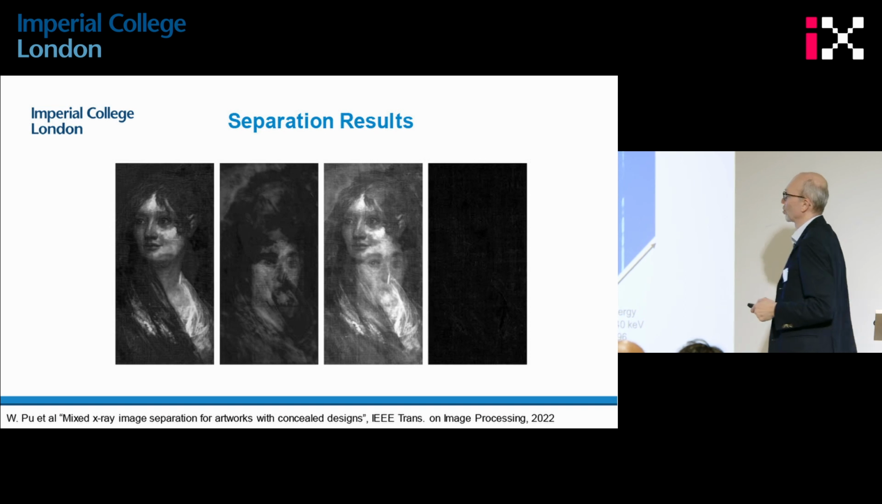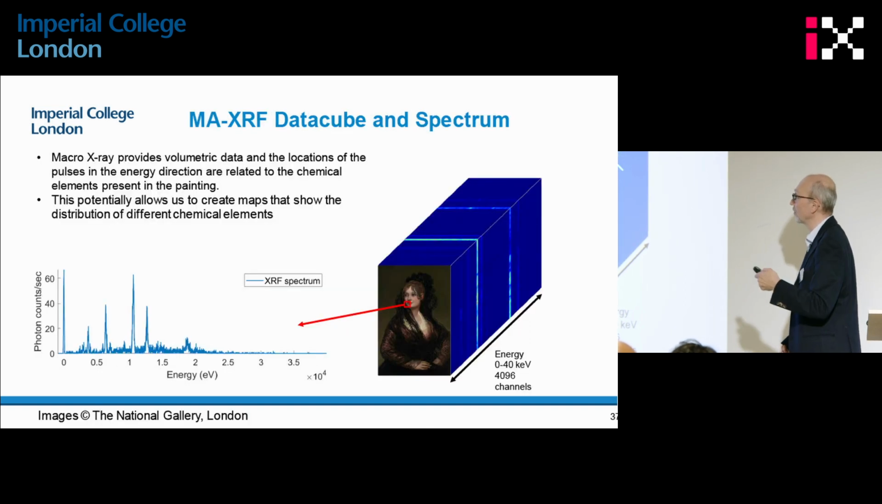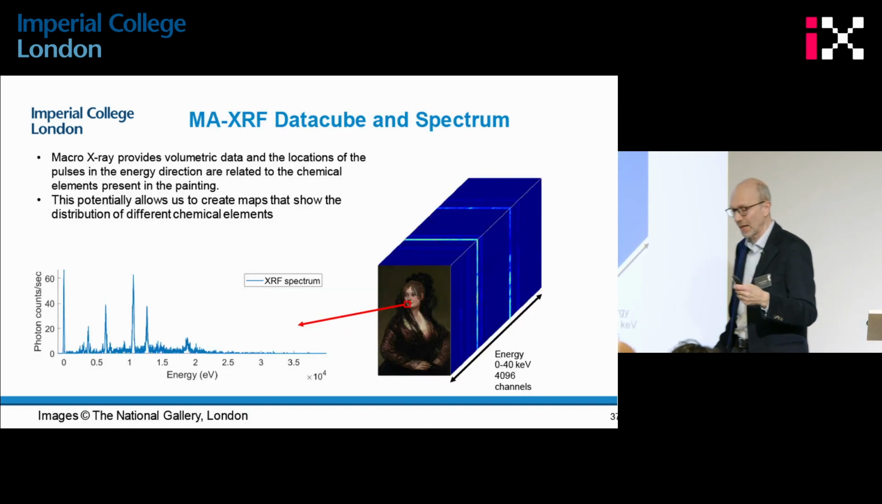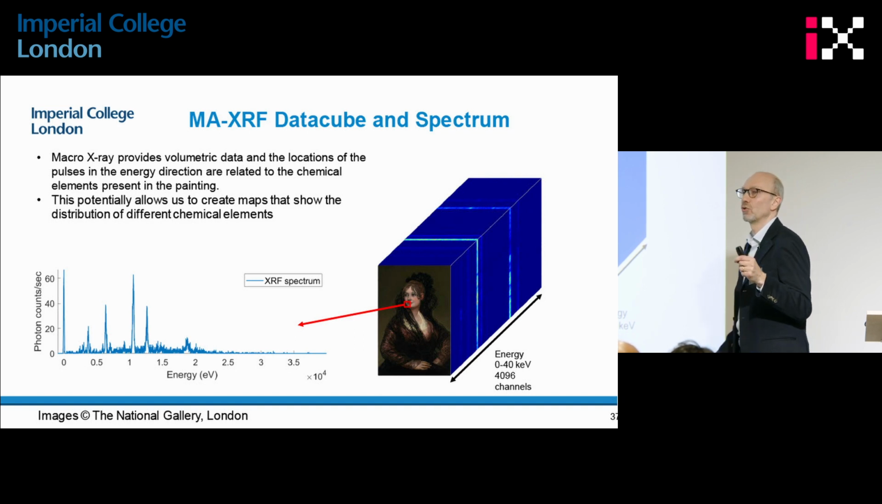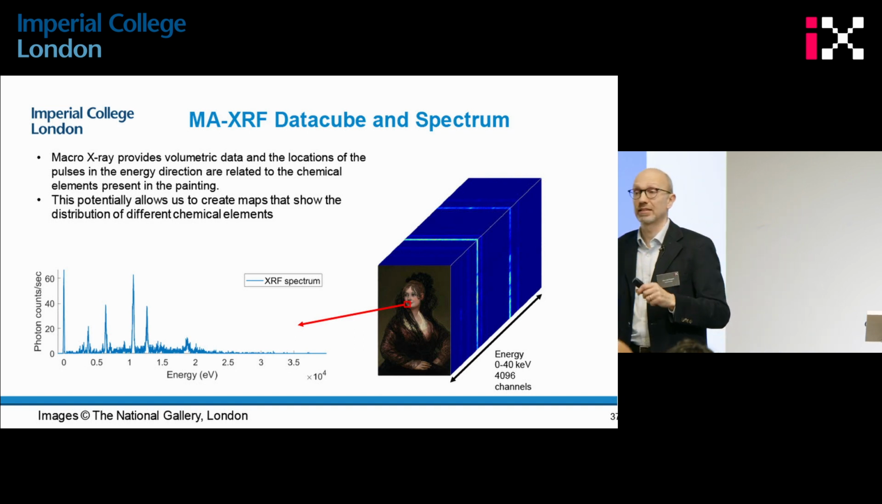Here, I just want to show you the result because it's kind of fun. This is a different modality. It's known as fluorescence X-ray. So with fluorescence X-ray, out of each pixel, you get a signal that looks like this. And if you look at this signal in the energy spectrum, you get a stream of pulses. The location of these pulses tells you which chemical element is present in the painting.